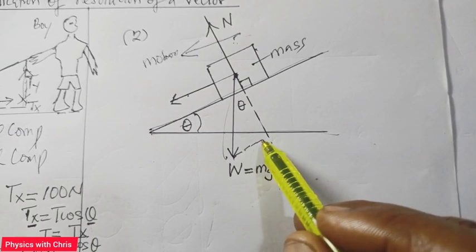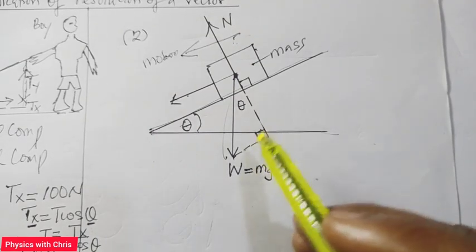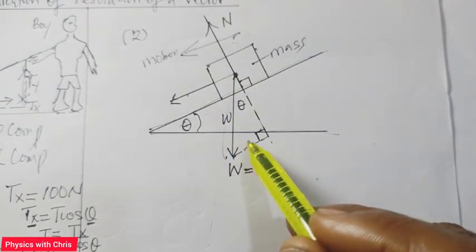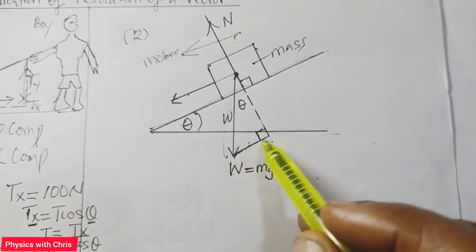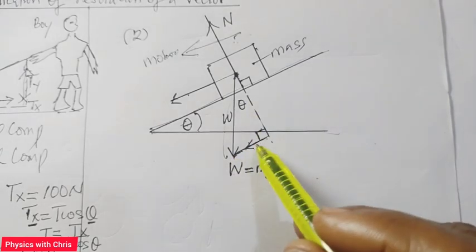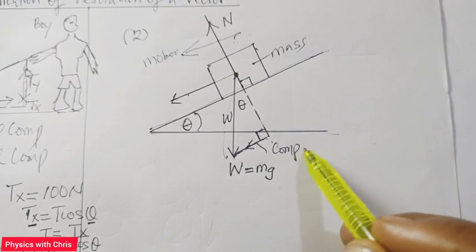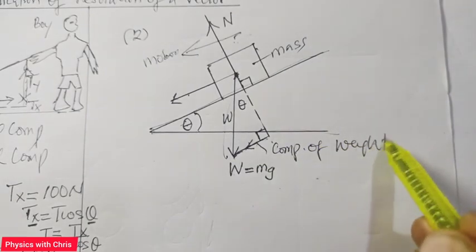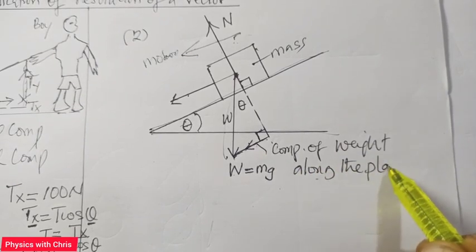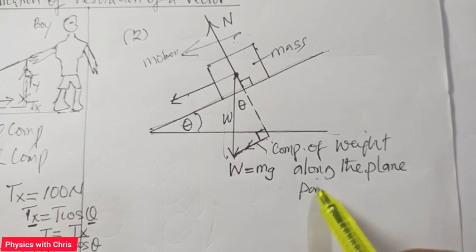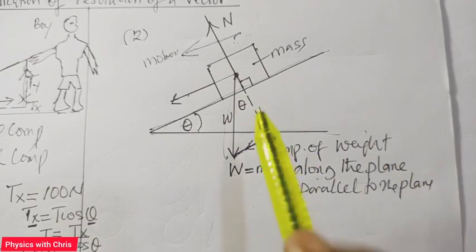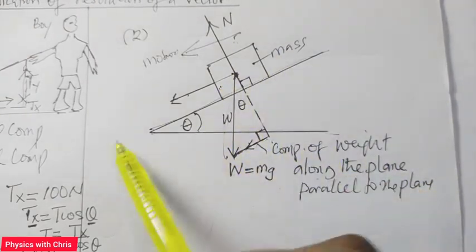We do something like this, making this up to a right angle triangle. Call this our adjacent. So the weight of the block acts along this line, and then the component along this line is called the component of the weight. This side of the right angle triangle is called the component of the weight of the body that is acting along the plane. Sometimes they call it the component of the weight parallel to the plane. So how do we get this component?